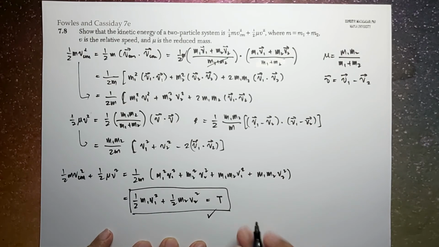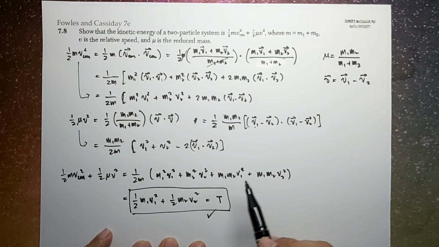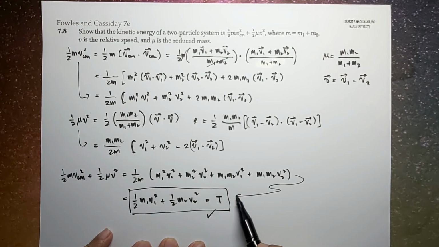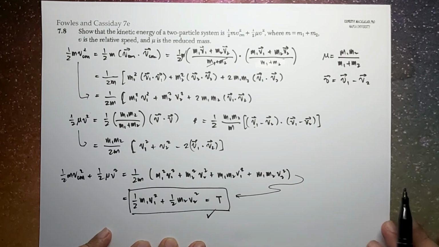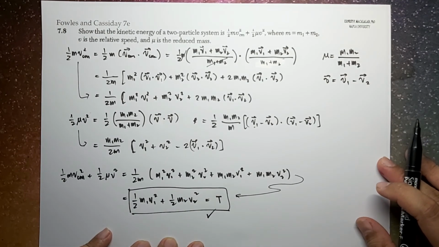Okay, so it will be your task or responsibility to do the algebra from this line to this line, which is very easy for you at your level. Okay, so that's it. That's your solution to problem 7.8 of Fowles and Cassiday 7th edition.